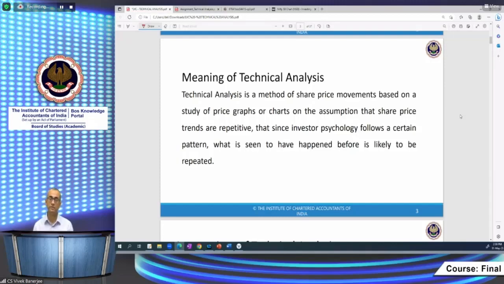But to begin with, you can say that technical analysis is an analysis based on the study of price charts and graphs, on the basis of the assumption that the trends are repetitive, and it depends heavily on the psychology of the people.